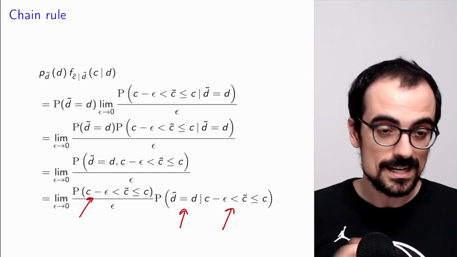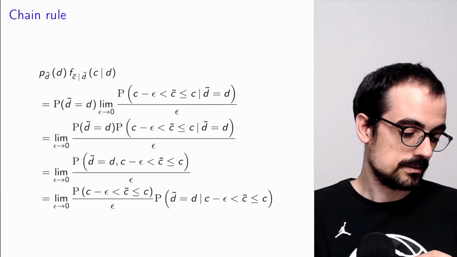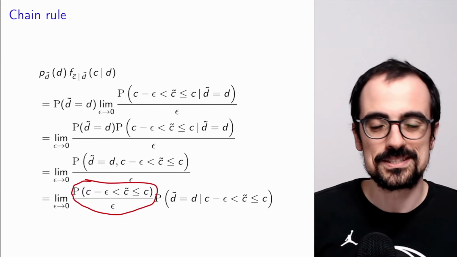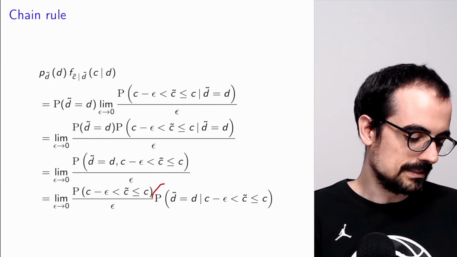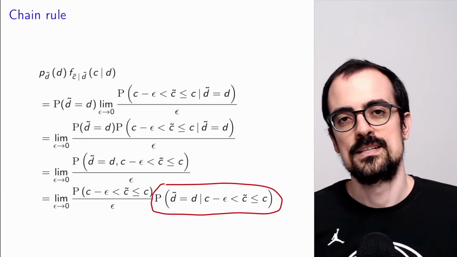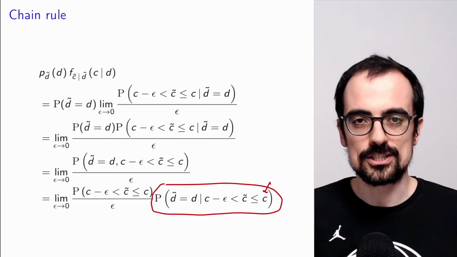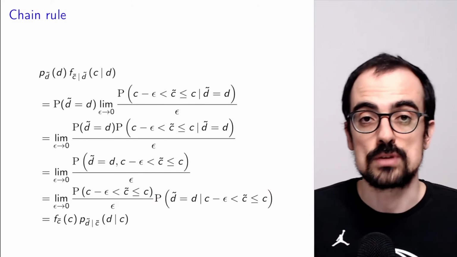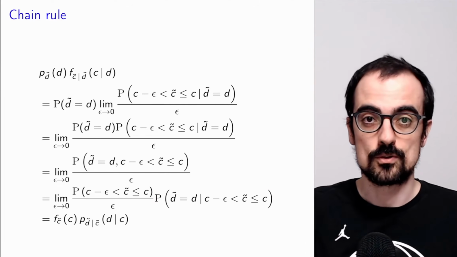So now we have this. What happens when we take the limit? What is each of these quantities? This guy is the probability that the continuous random variable is in an interval divided by the length of that interval. It's just the PDF. And what is this guy? This is the probability that the discrete random variable is equal to a certain value given that the continuous random variable is in an interval that is shrinking close to this point C. By definition, that is the conditional PMF. All right, so we do have this chain rule for discrete and continuous random variables, which looks essentially the same as the chain rule for discrete random variables and the chain rule for continuous random variables.